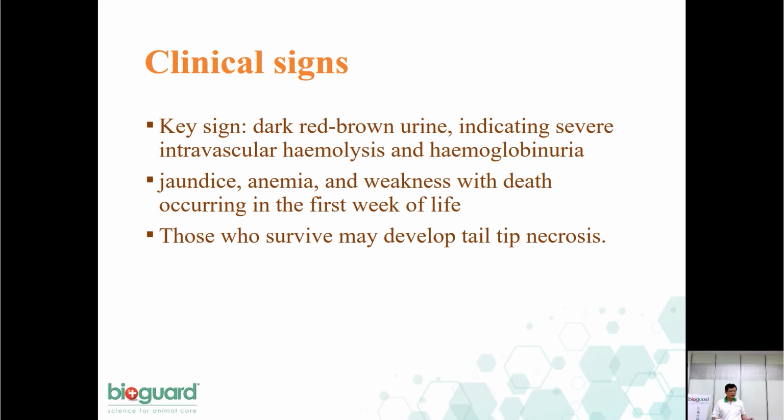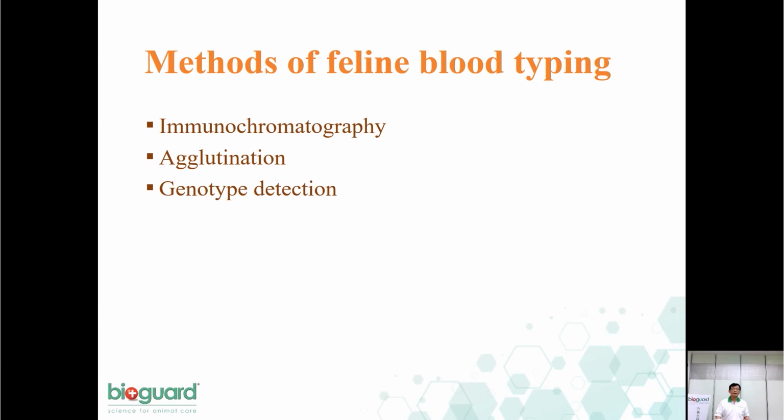So the main clinical sign for neonatal isoerythrolysis is dark gray-brown urine, which indicates severe intravascular hemolysis and hemoglobinuria, and also jaundice, anemia, and weakness, with death occurring in the first week of life. Those who survive may develop tail-tip necrosis later. So that's why the feline blood type is important to cats.